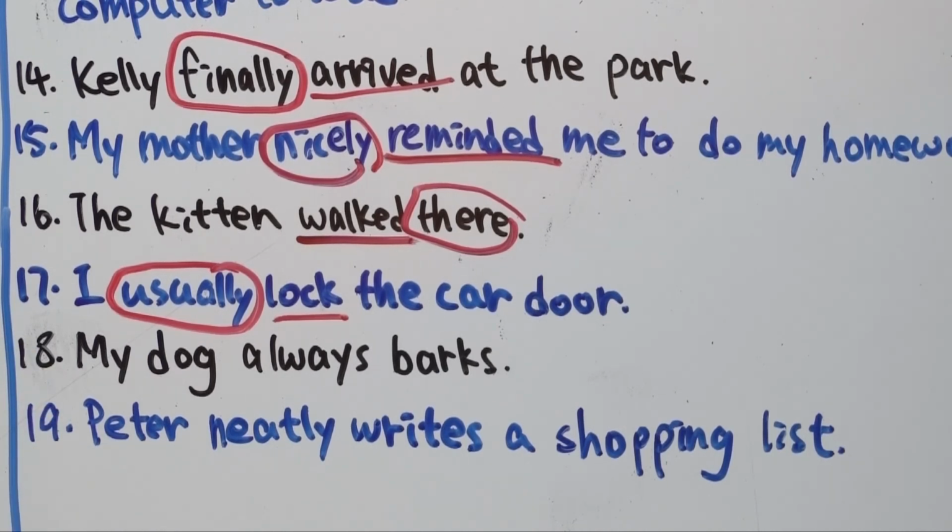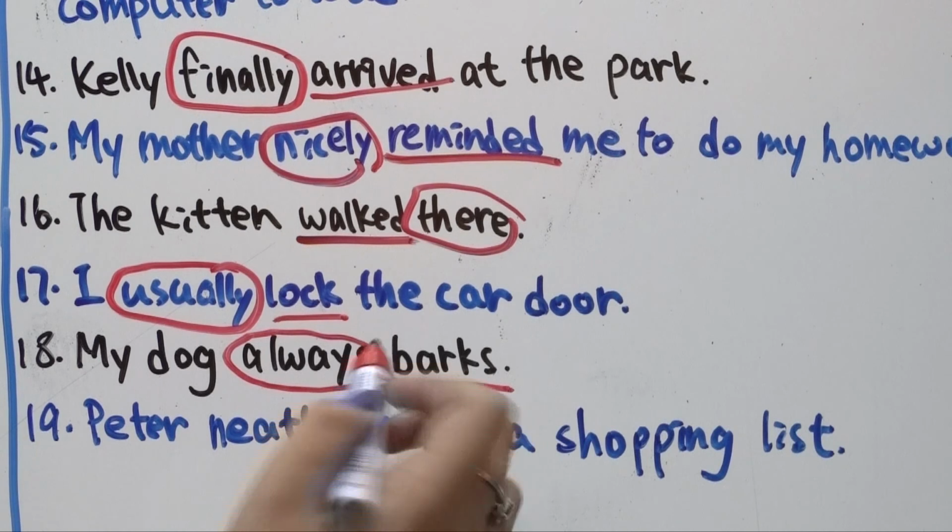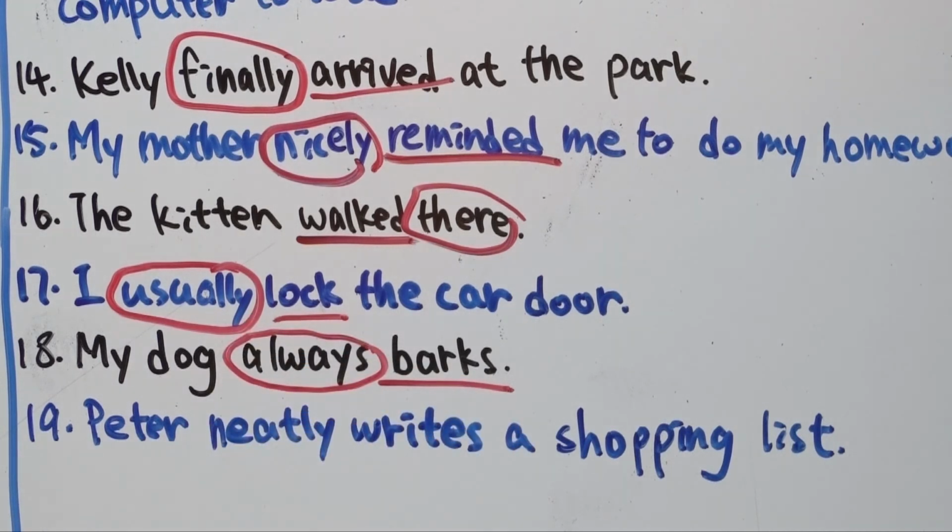My dog always barks. So you know my dog is the subject, right? Which one is the action? Always or barks? Barks is the action, of course. A dog barks like woof, woof, woof, right? So this is the action. Which one is the adverb? Always. It tells you when this action happens, right? It describes the action.